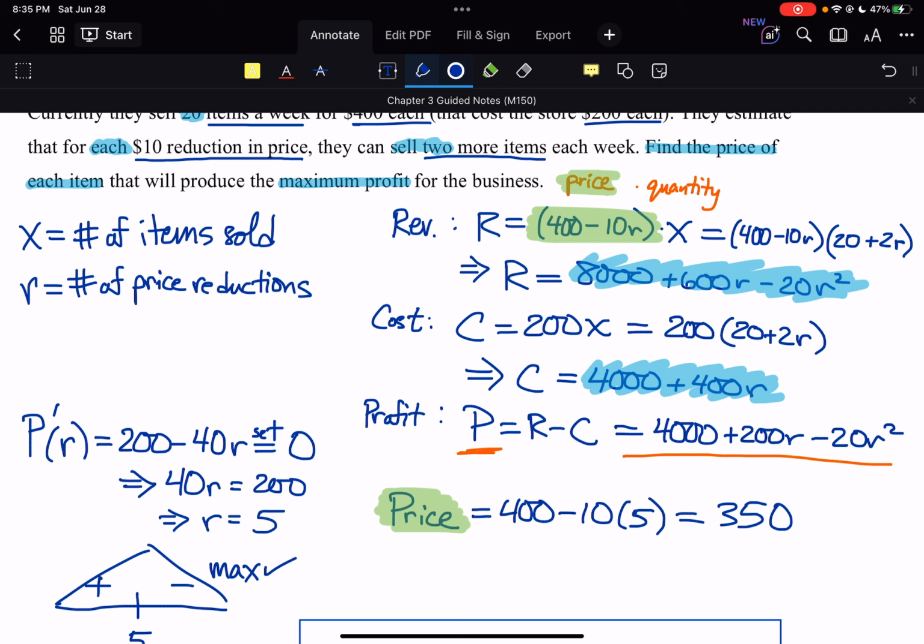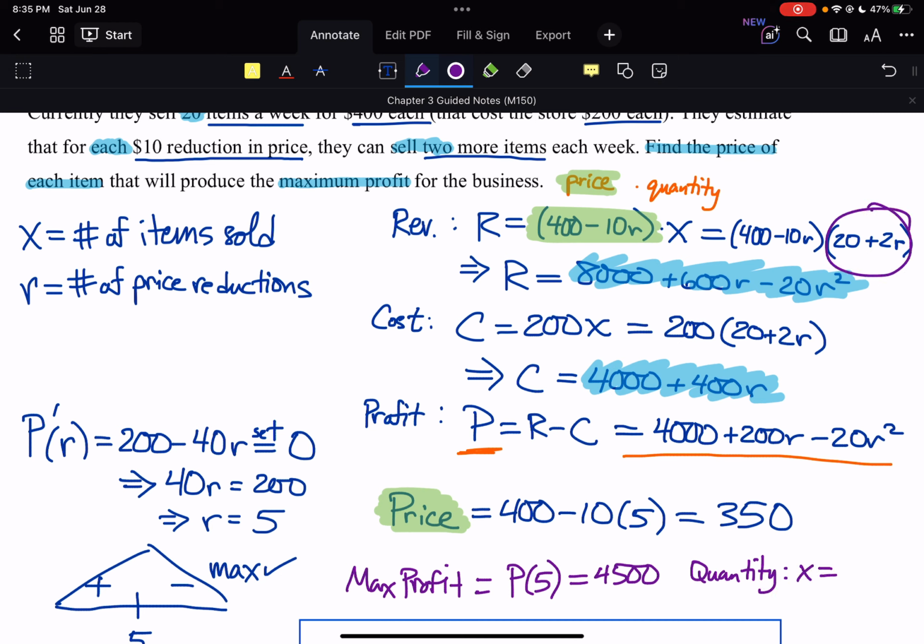And again, kind of like with the last one, if it was asking for the maximum profit, we would just do P of 5. So just plug 5 into this equation, and you would get 4,500. It also didn't ask for the quantity that makes this happen, but again, you could find that by just plugging in 5 into here, so that gives us 30.